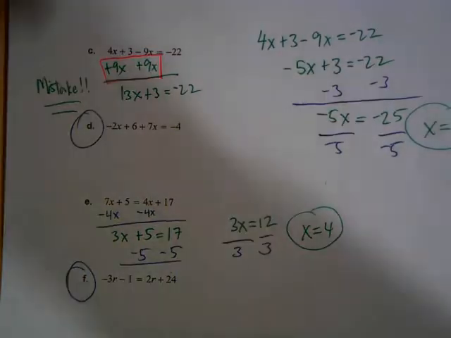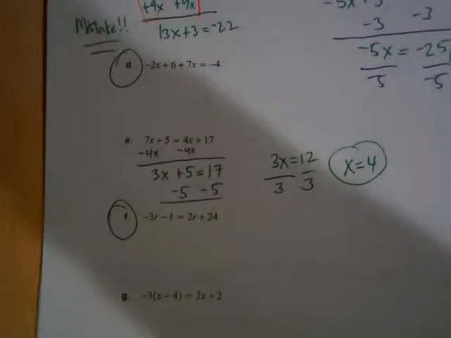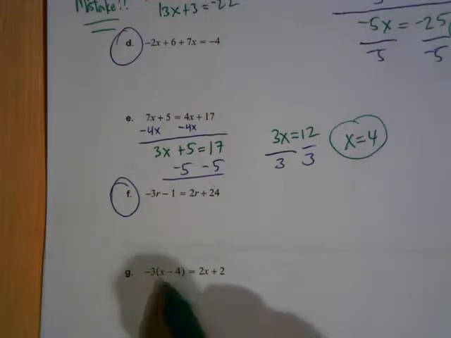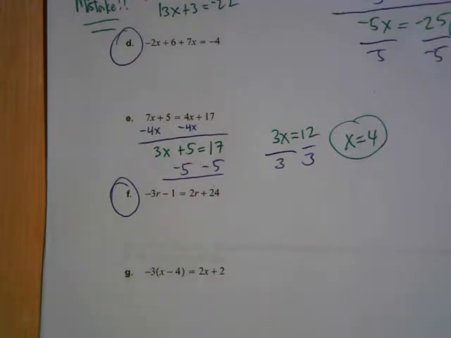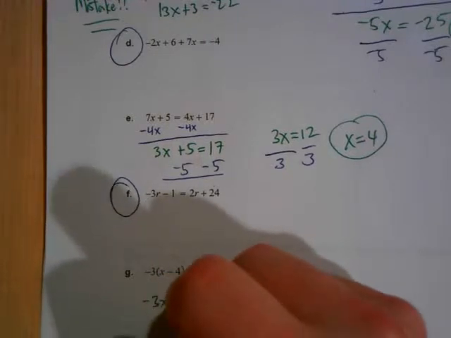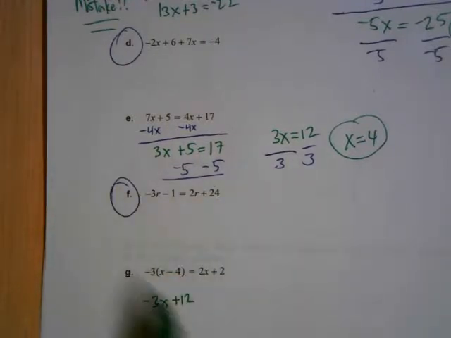G, alright. Couple things on this one. First thing I notice is I have parentheses here on this side of the equation. I need to get rid of those. I need to clean up that left side. So I distribute minus 3x plus 12. Watch that sign there. That's a negative 3 times a negative 4. It's a plus. 2x plus 2.